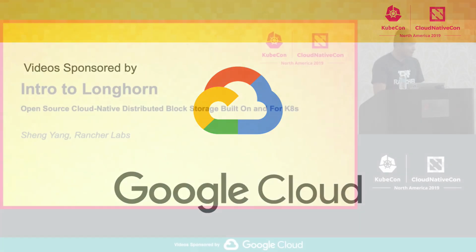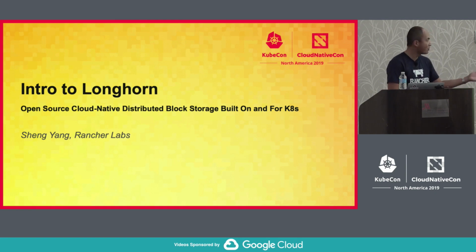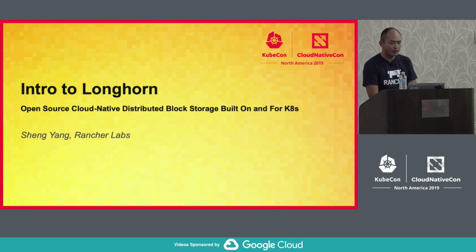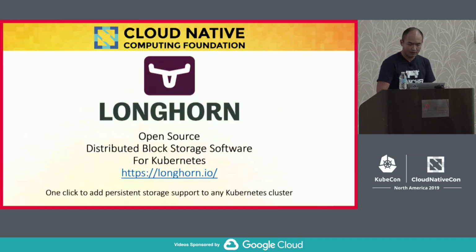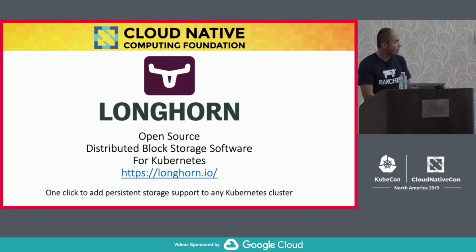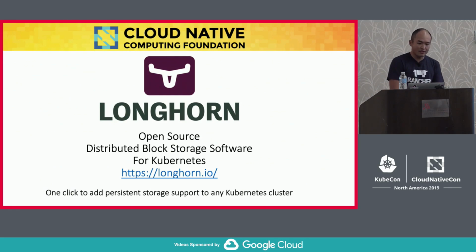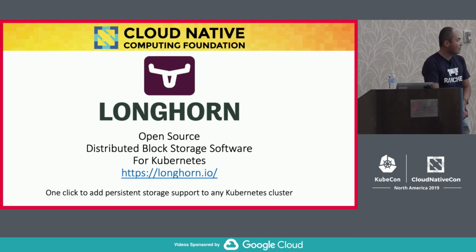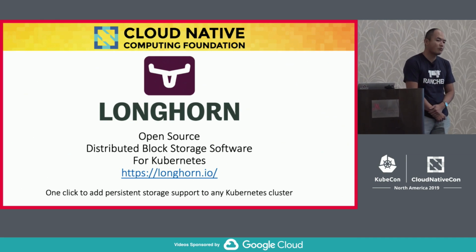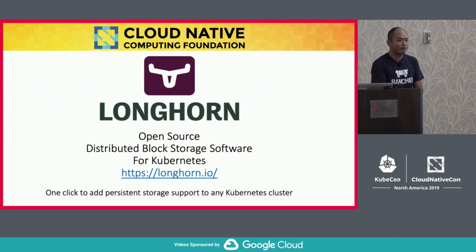So today, of course, we know the topic. We are talking about Longhorn, which is our open source cloud-native distributed block storage built on and for Kubernetes. Longhorn is the newest member of CNCF. It was accepted as a CNCF sandbox project about a month ago, and we're really honored to have CNCF supporting Longhorn. Longhorn, as I said, is a distributed block storage for Kubernetes, and you can find more information at longhorn.io.